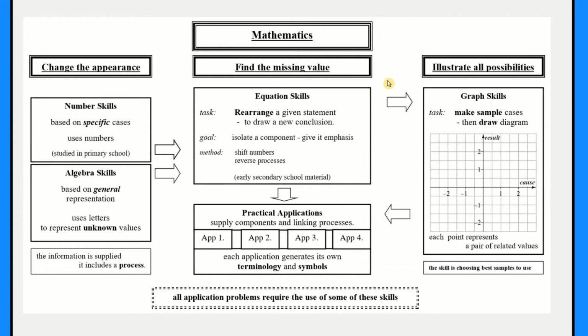The third type of maths is illustrating all possibilities. Now in this picture of the graph, it includes the possibility of having negative values. And the labels for the axes, cause and effect, start, finish, input, output, begin with, get a result. Each point positioned on this graph represents a pair of values. Those values are related because of the process that converts one into another.